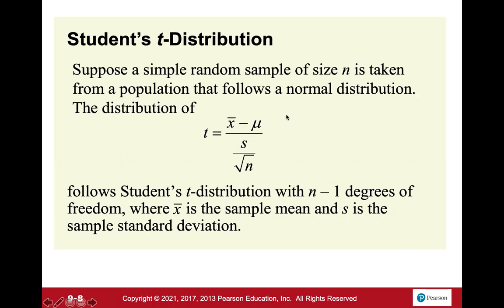So remember with the z-score, we have our value minus the mean divided by our standard deviation. So in this case, our standard deviation is not just S, it's S divided by the square root of n. Then we still have mu, we still have X bar and all that other stuff. So that follows the student's t-distribution with n minus 1 degrees of freedom. So degrees of freedom is always going to be the sample size minus 1, so just keep that in mind. And X bar is the sample mean, S is the sample standard deviation.